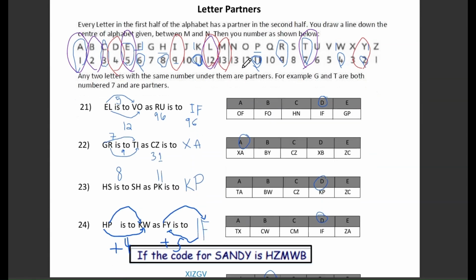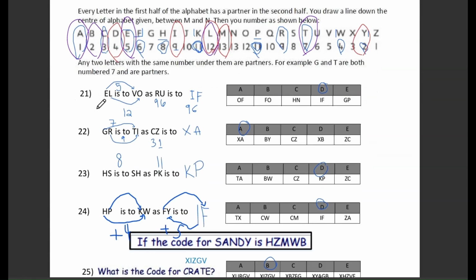Question 21. Moving on to question 21. We see that EL goes to VO. The question is, what does RU go to? Let's check out the options. The correct answer here is D, which is IF. Now let's see how we get that.